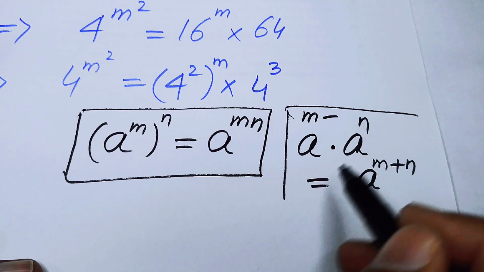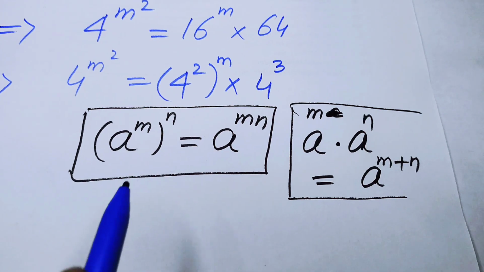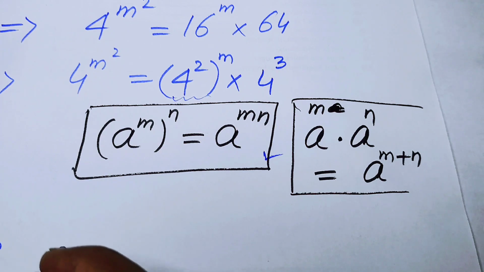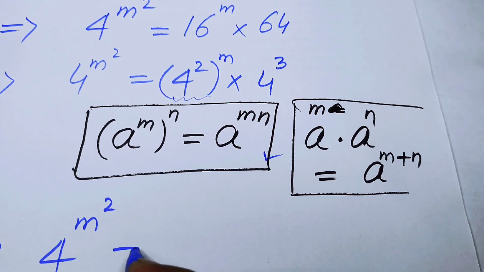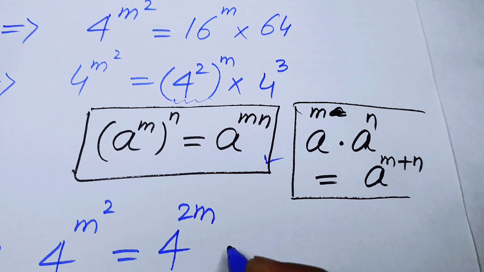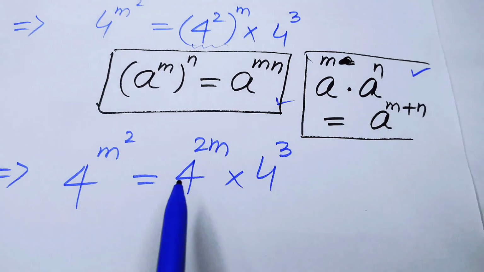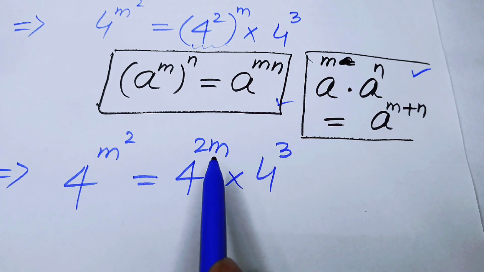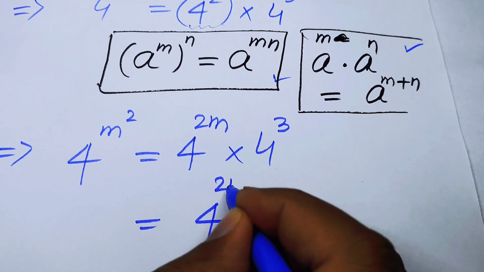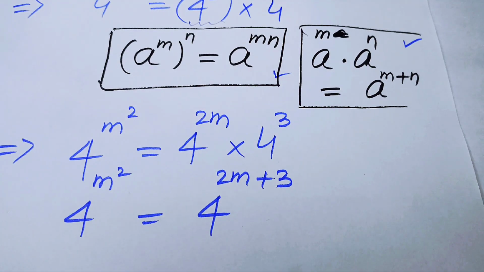So now we can apply these two exponent laws. First, I will apply this exponent law in this expression so that it will become 4 to the power of m square is equal to, now we can multiply these exponents, 4 to the power of 2m multiplied by 4 to the power of 3. After that we apply this exponent law, because the bases are the same, so we can just add the exponents, and it will become 4 to the power of 2m plus 3, and on the left hand side we have 4 to the power of m square.